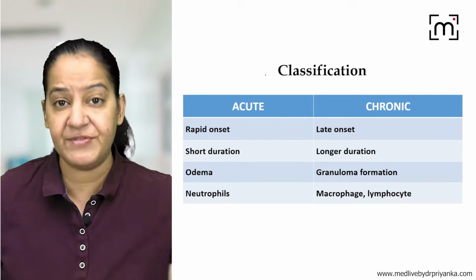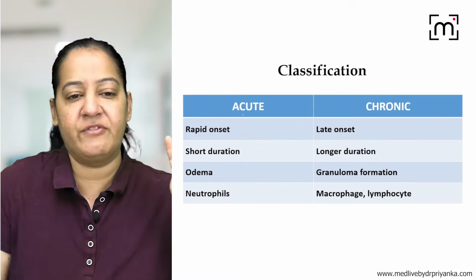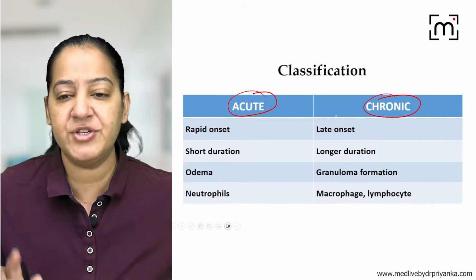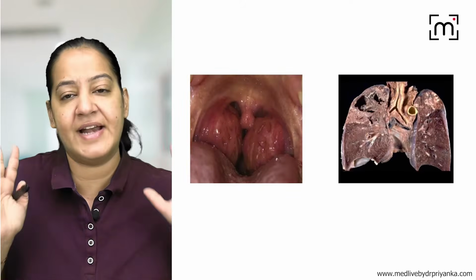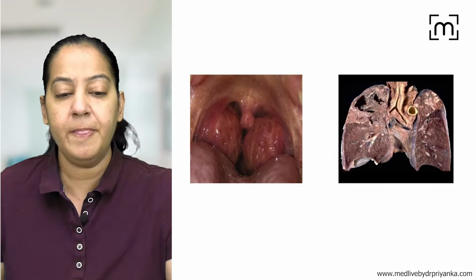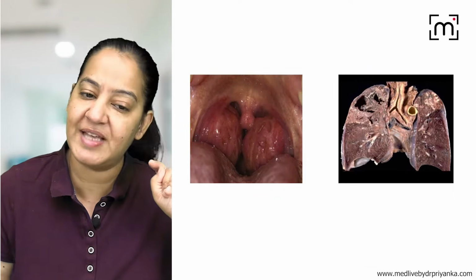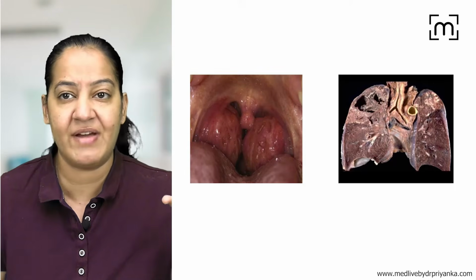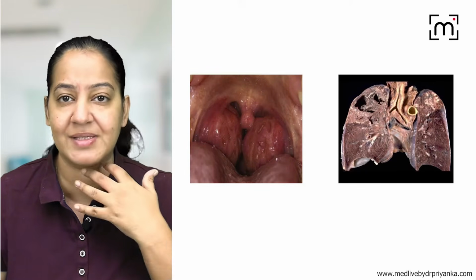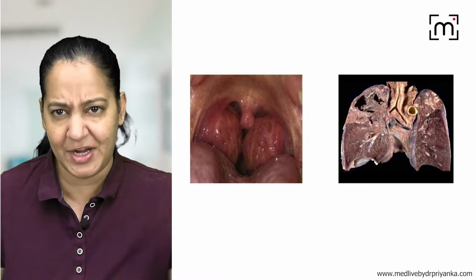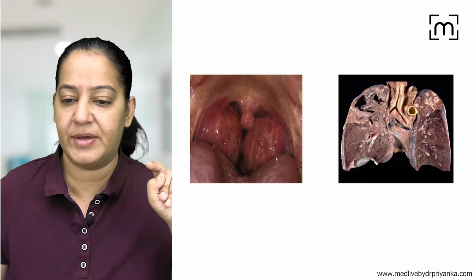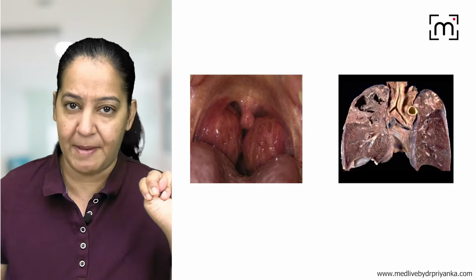Now, how many types of inflammation are there? There are two types: acute inflammation and chronic inflammation. To understand it, let's take an example. The best example of acute inflammation is tonsillitis. I guess everyone has experienced some episode of tonsillitis from their childhood. It's very common, right? And the best example of chronic inflammation is TB. Now, both of them are caused by bacteria.